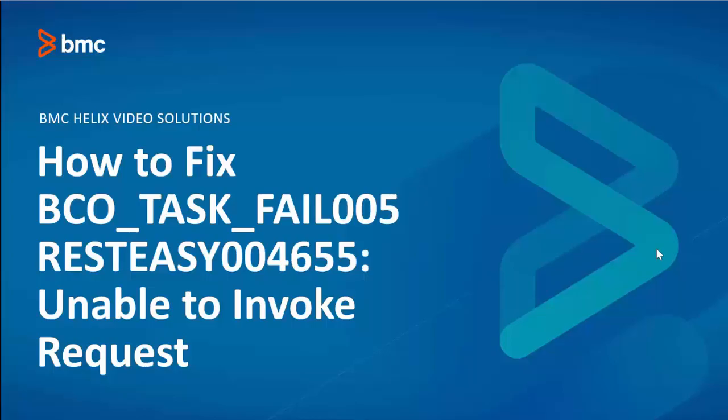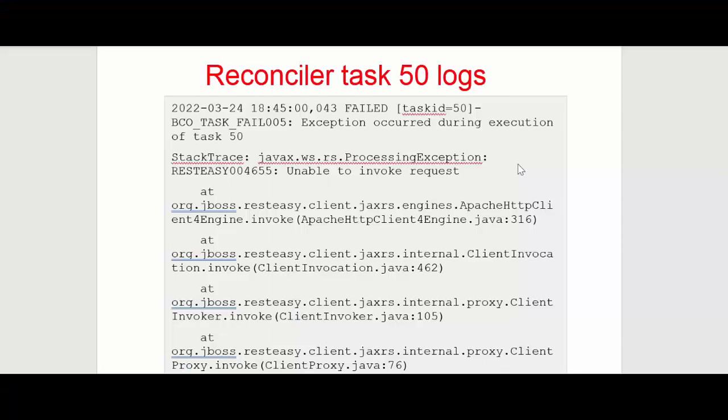In this video, we are going to see how to fix the BCO task FAIL005 unable to invoke request error in TSCO. If the TSCO system was switched from HTTP to HTTPS, and if you see this kind of error in your scheduler snippet log, then we have to identify whether the changes have been implemented or not on the TSCO console.